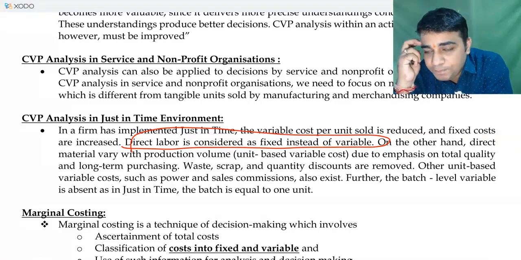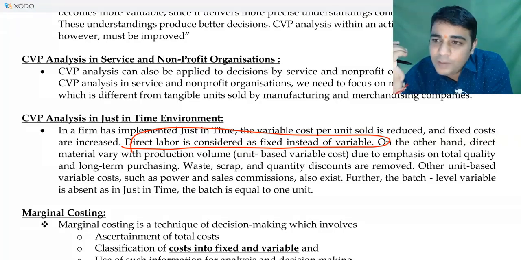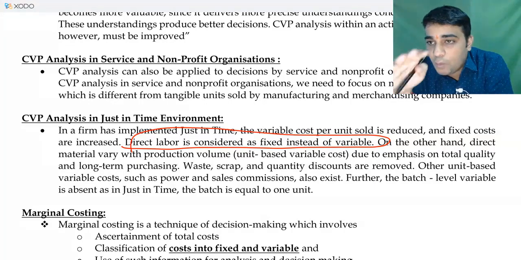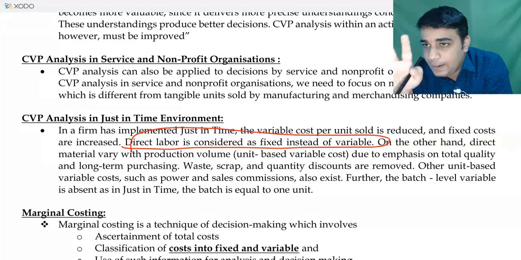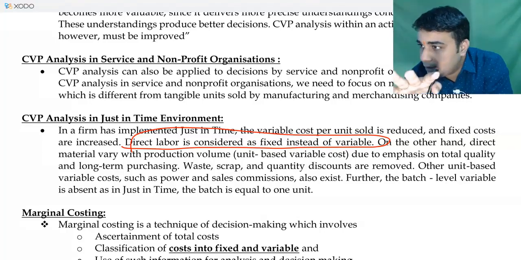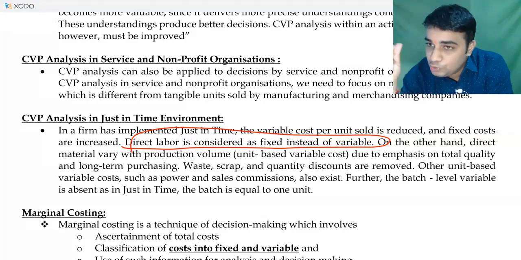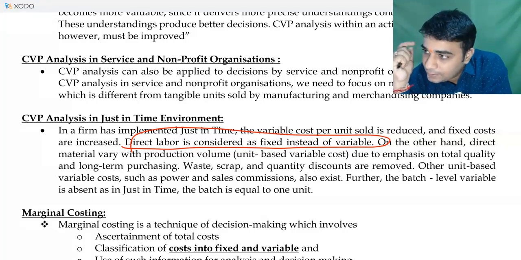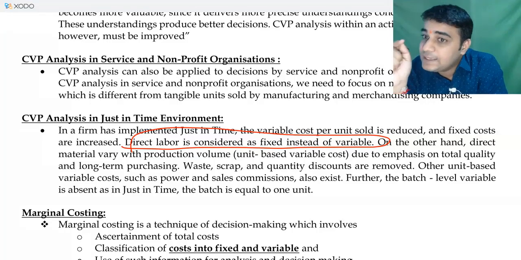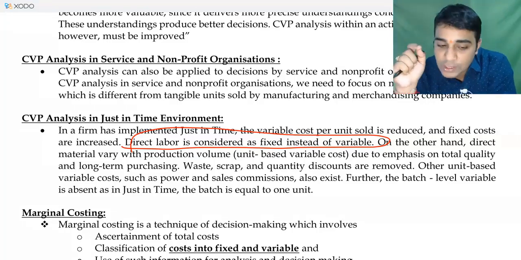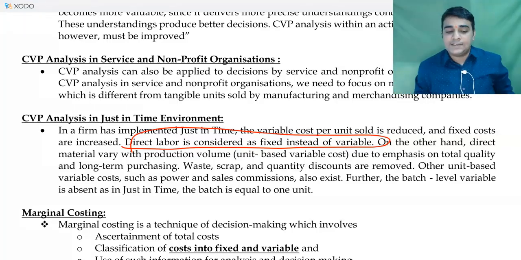Under just-in-time, traditionally what you learn is that you should use maximum production. You want the employees to produce maximum units and make maximum utilization of them. What just-in-time says is let the employee remain idle. Don't tell him to produce product just because you want to utilize the employee. You see whether there is a demand for the product, and only then utilize the employee for production. So what just-in-time indirectly says is direct labor is considered as fixed.